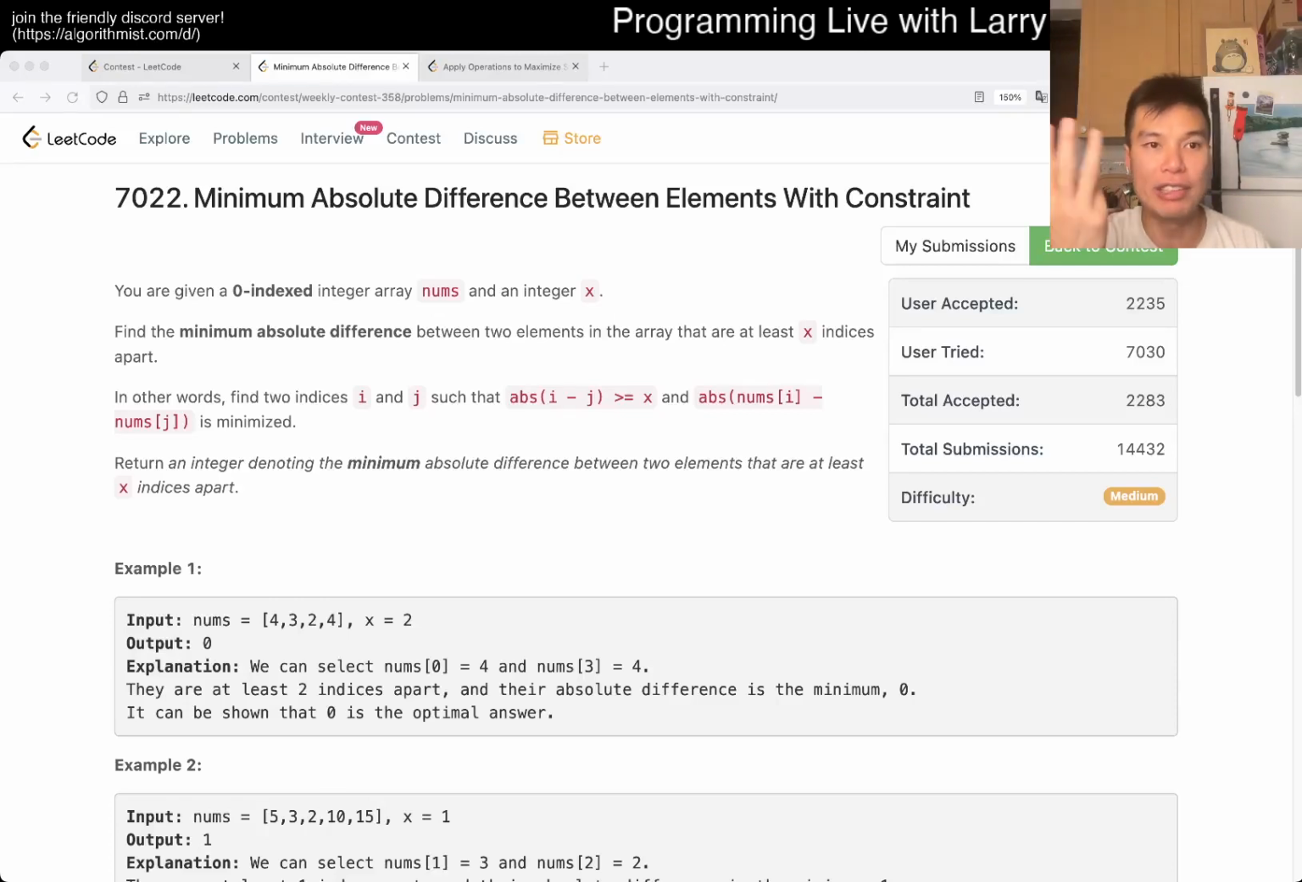This is me going over Q3 of the weekly contest 348, minimum absolute difference in between elements with constraint.